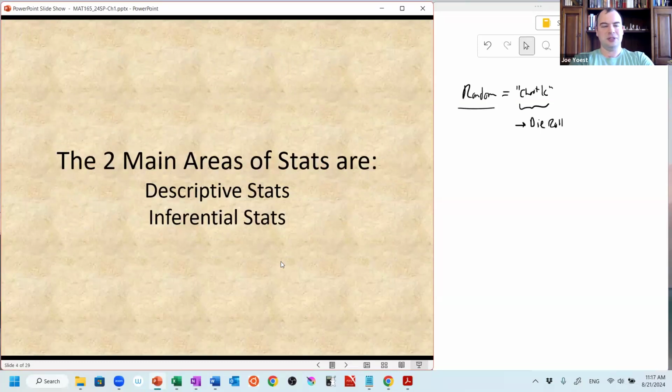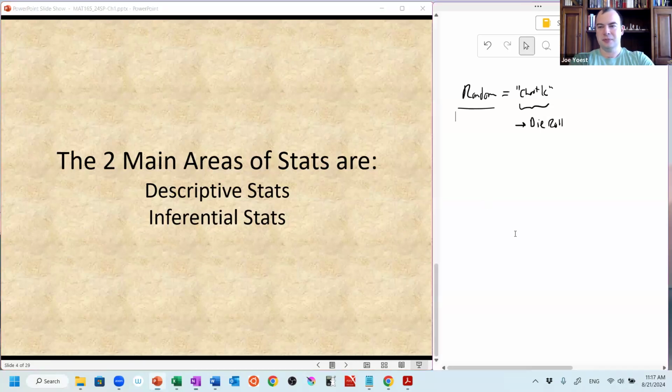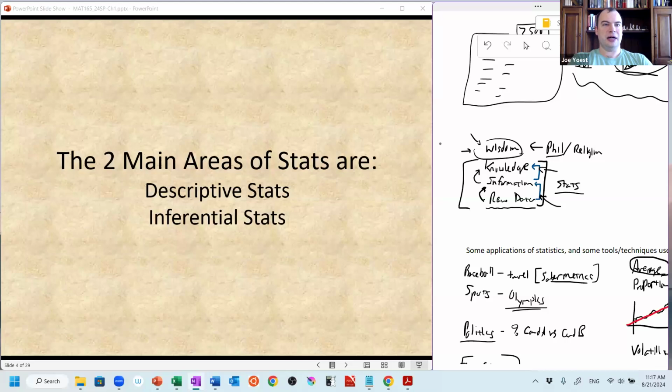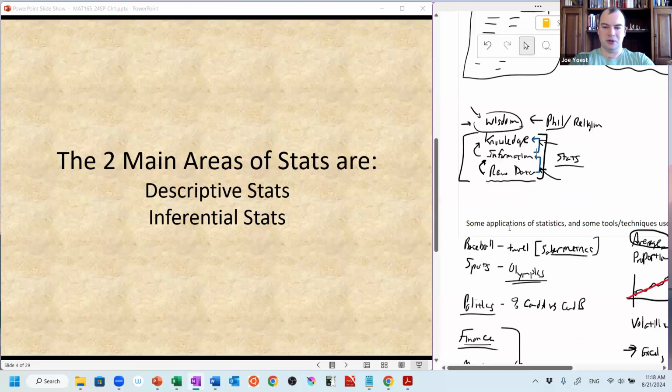So moving on to the next topic, and again, we've already introduced some of these ideas through our previous discussion. We have two main areas of stats, that's descriptive stats and inferential stats. Roughly speaking, descriptive stats is this first step here, taking raw data and trying to crunch it and get more information that helps us understand the data set better. And inferential stats is, roughly speaking, the second step here, where we try to go outside of the data set and say something bigger about the real world.